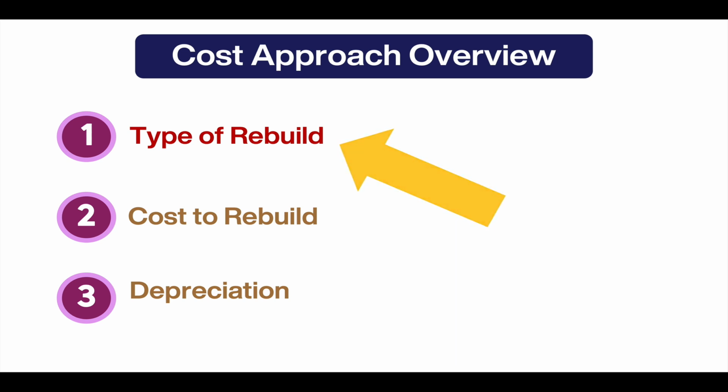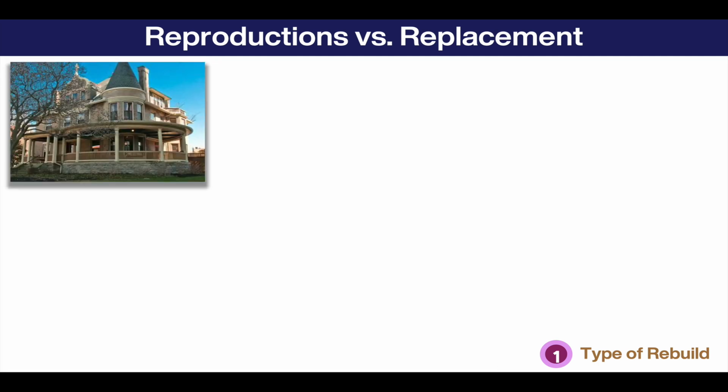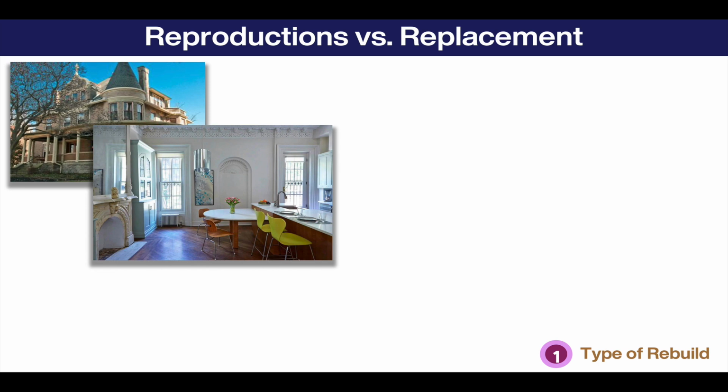In step 1, the appraiser has to determine if the property should be reproduced as an exact replica or replaced, made into a similar structure. Imagine this is our subject property. If the appraiser determines a reproduction is the best option, the house would have to be rebuilt with plaster walls.